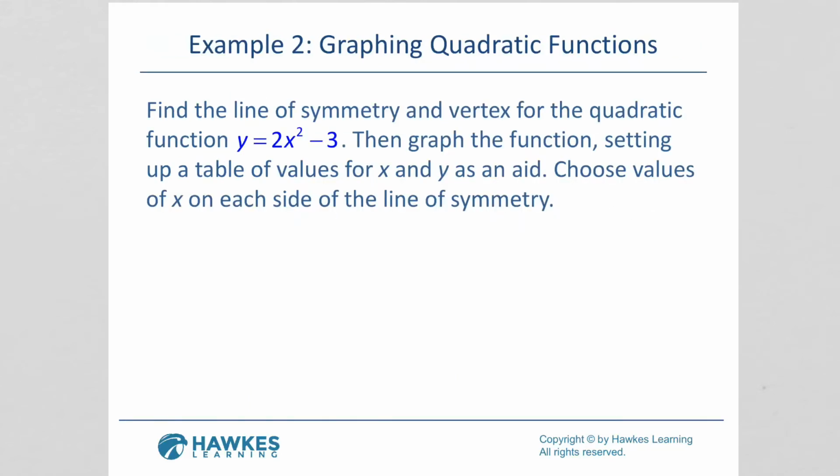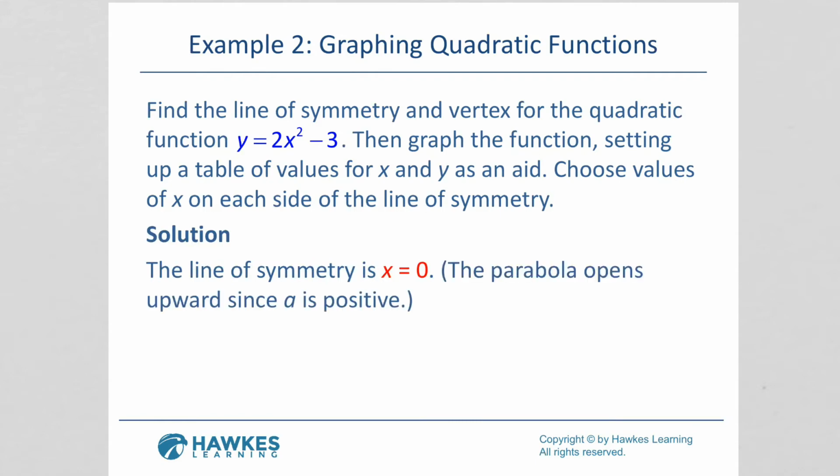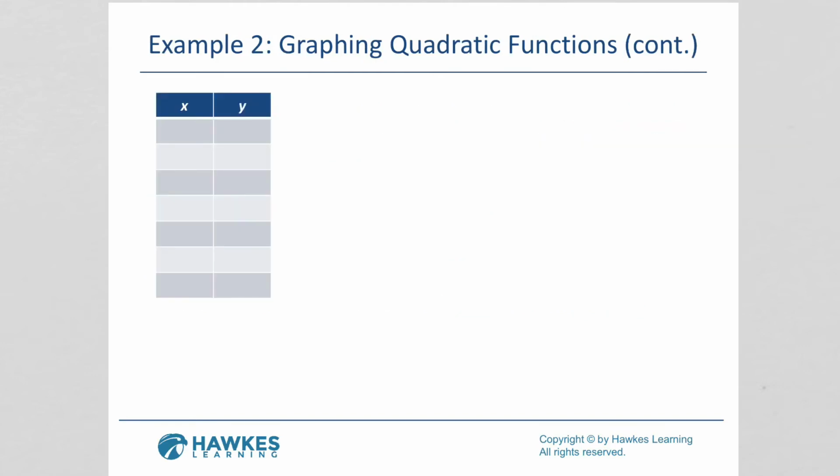Example 2, find the line of symmetry and vertex for the quadratic function y equals 2x squared minus 3. Then graph the function, setting up a table of values for x and y as an aid. Choose values of x on each side of the line of symmetry. The line of symmetry is going to be x equals 0. This parabola opens upward since a is positive. And the vertex is at 0, -3.